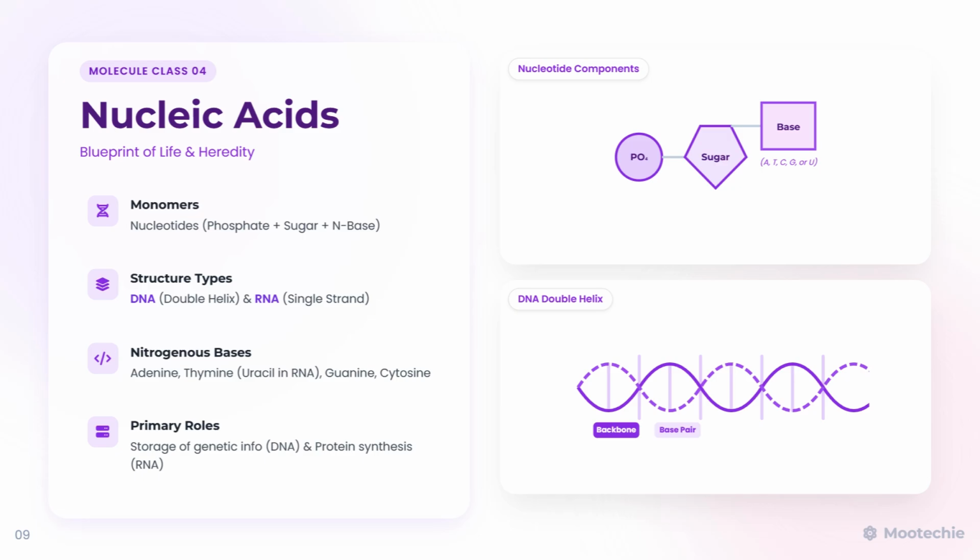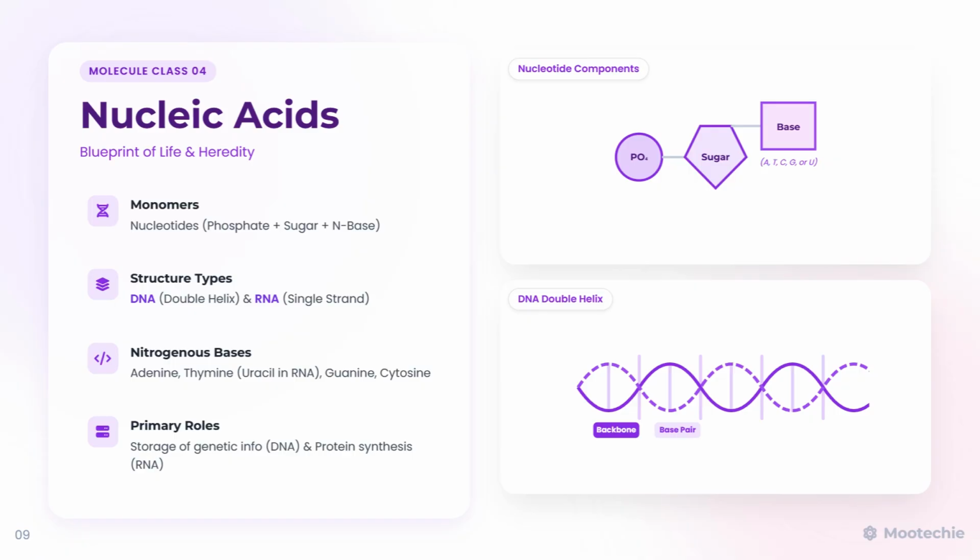The nitrogenous bases are adenine, thymine, which is replaced by uracil in RNA, guanine, and cytosine. Their primary roles are the storage of genetic information in DNA and directing protein synthesis through RNA. The slide breaks down the 3 components of a nucleotide and shows the famous DNA double helix structure with base pairs connecting the 2 strands.